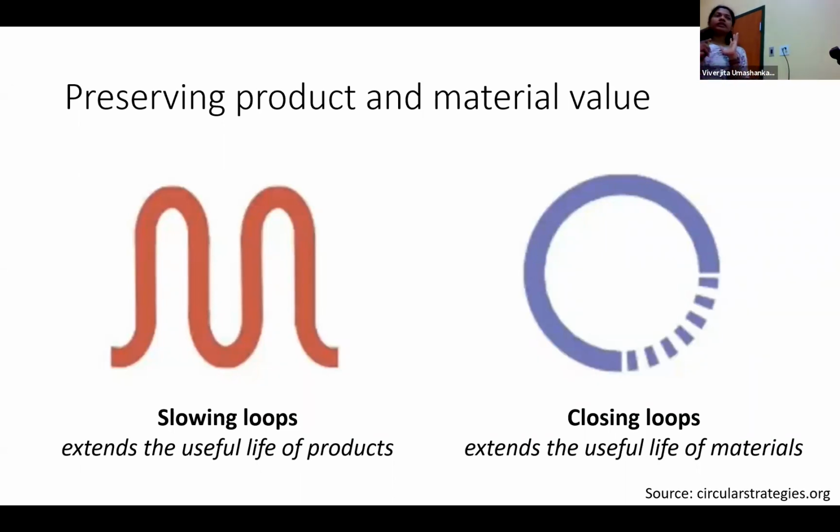And the strategy to preserve product and material value is really based on two simple ideas. One is slowing loops, and the other is closing loops. What slowing loops does is extend the useful life of products. So think of it as the time when you could repair your mobile phone when its screen got shattered, rather than having to replace the phone or shove it into a drawer. So that is slowing loops.